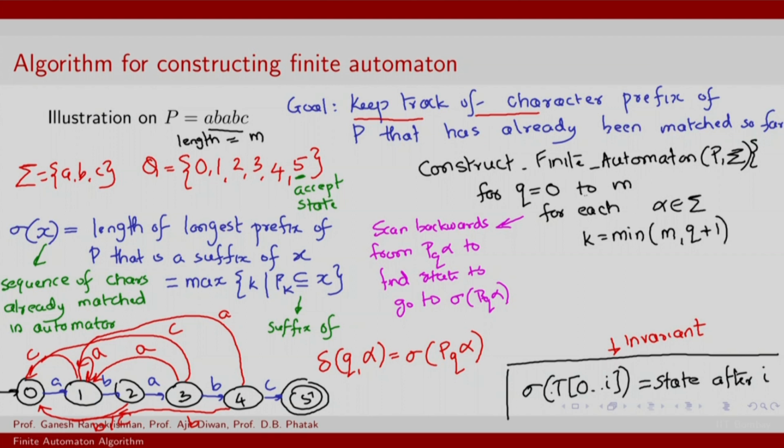This is because we are trying to look ahead of the current state and see what this alpha should lead me to. So as we can see here, when q equaled 3 and when alpha equaled b, our desired destination was 4 and therefore q plus 1 is important. So k is min of m and q plus 1. Of course if q plus 1 itself has overflown, we can only do with m.